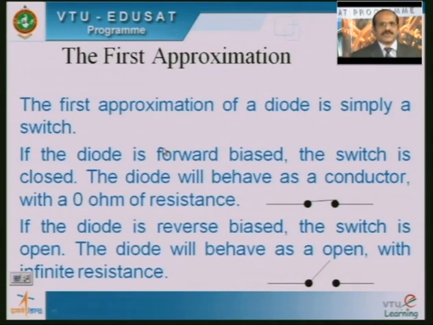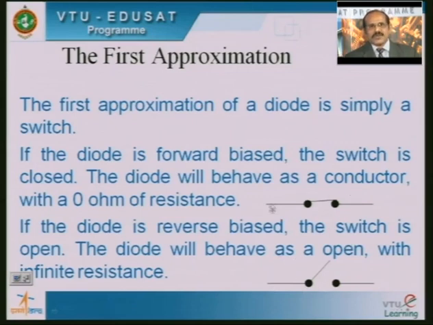The first approximation of a diode is simply a switch. If the diode is forward bias, the switch is closed and the diode will behave as a conductor with 0 ohm of resistance. If the diode is reverse bias, the switch is open. The diode will behave as open with infinite resistance. So this could be shown in the first approximation of the diode. The semiconductor diode can be shown either as a closed switch or an open switch.